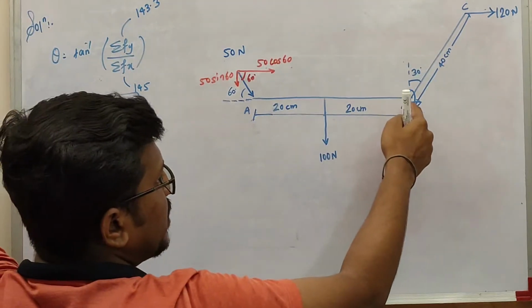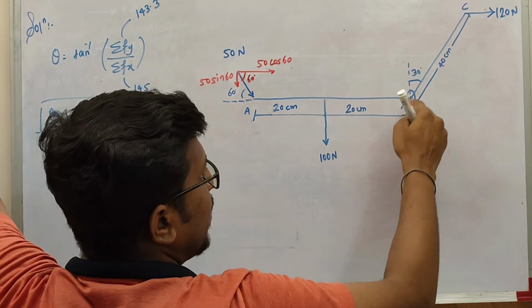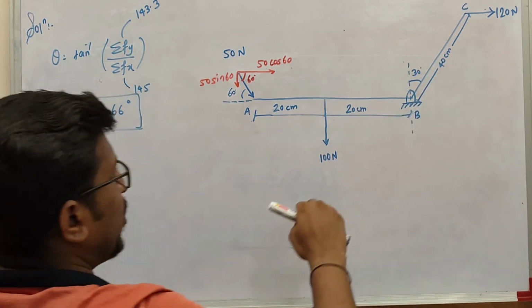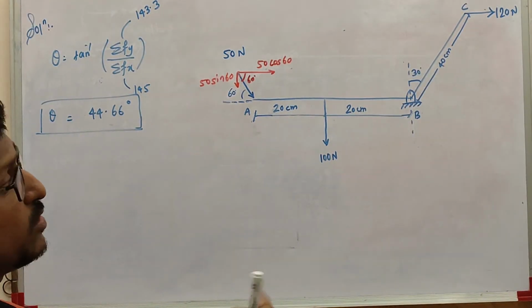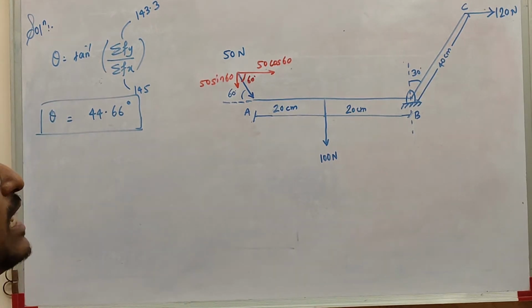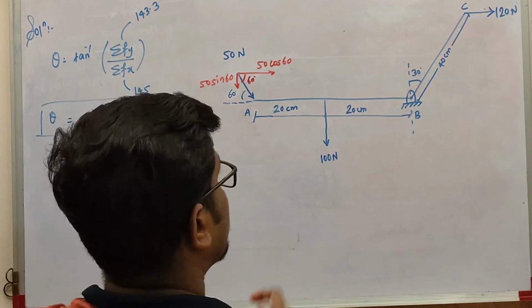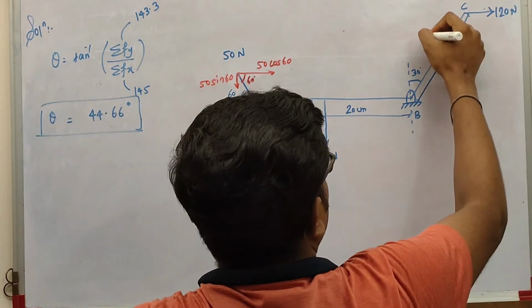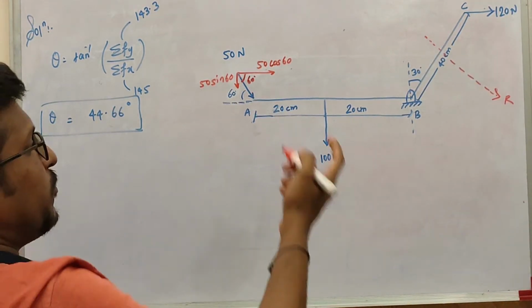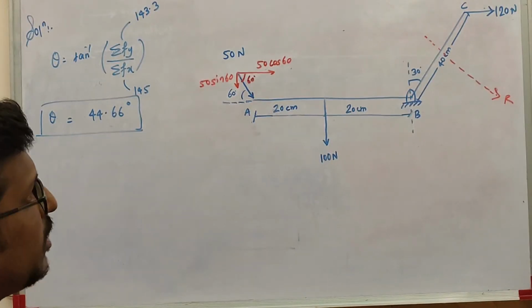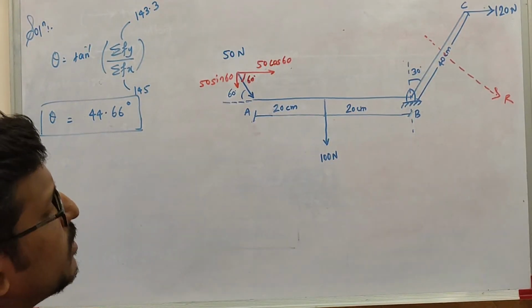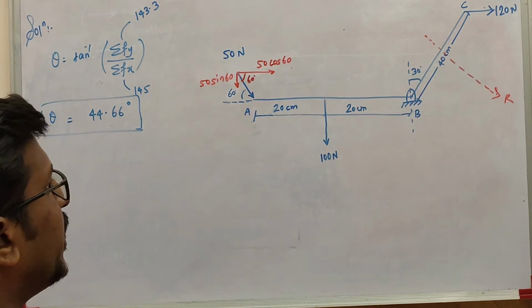So the resultant will be somewhere around B, either to the right of B or to the left of B. But I don't know whether it is to the right or to the left, so I'll just assume that my resultant is towards the right of B. Now a few of you may be confused about why I have drawn the resultant in an inclined way.